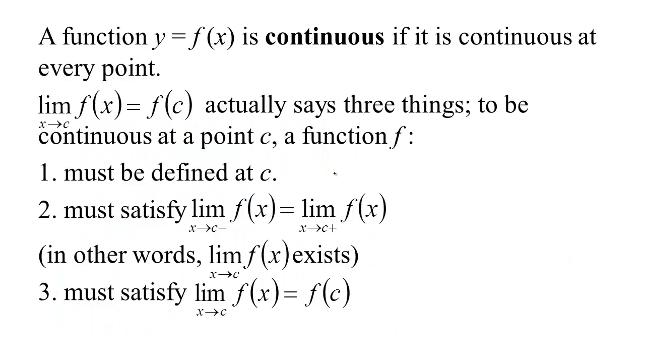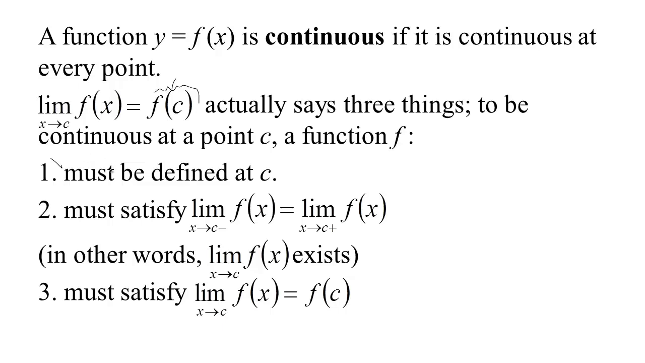Sometimes the best way to think about continuity is to break this definition up into three things that have to be true. First of all, you have to be able to plug the number in, or find f at your particular point C, so it has to be defined at C. You also have to be able to find the limit.